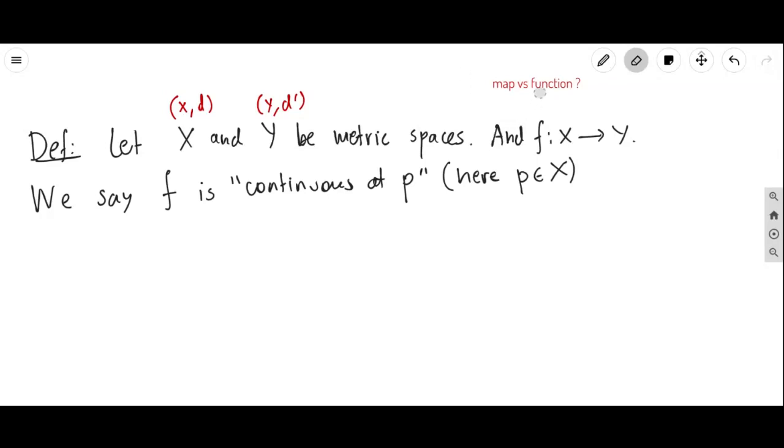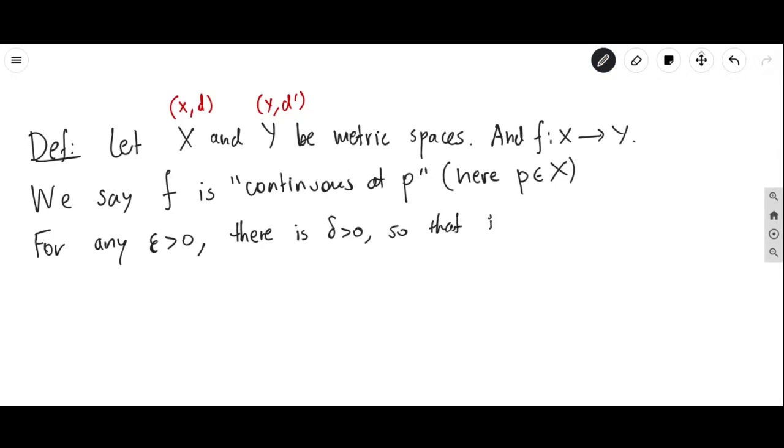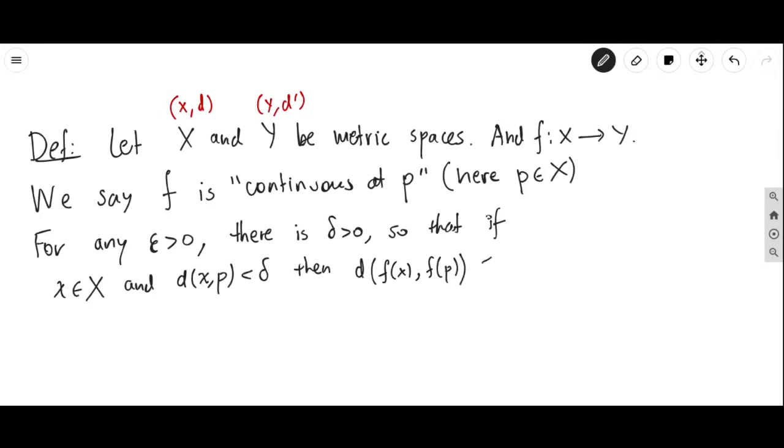I just bring it up because some people have this convention that they reserve the word function whenever they talk about evaluating, like actual numbers being assigned by a function. We say the function is continuous at a point P would mean that for any epsilon bigger than 0, there is delta bigger than 0, so that if you have x in X and this element is close to the point, so if the distance between x and P is less than delta, then the distance between f of x and f of P is less than epsilon.